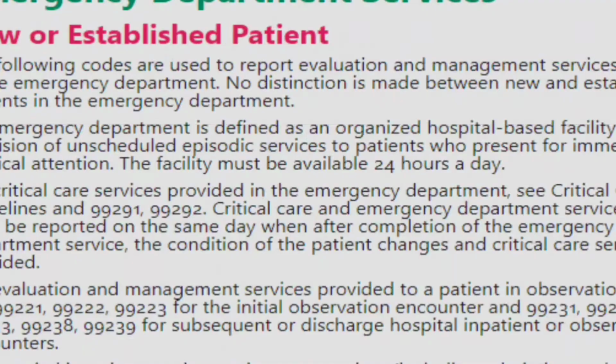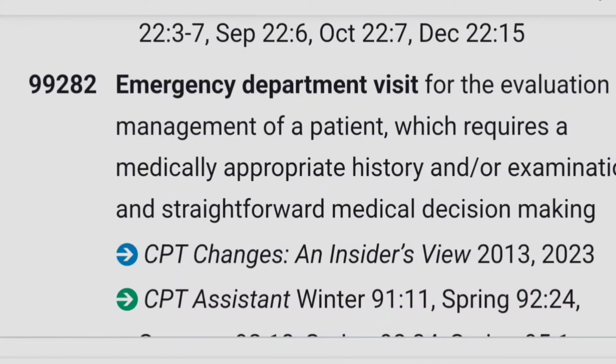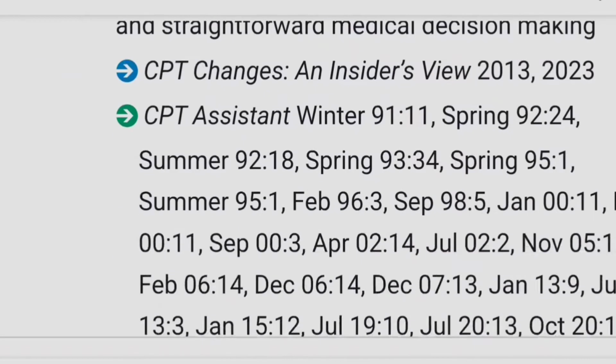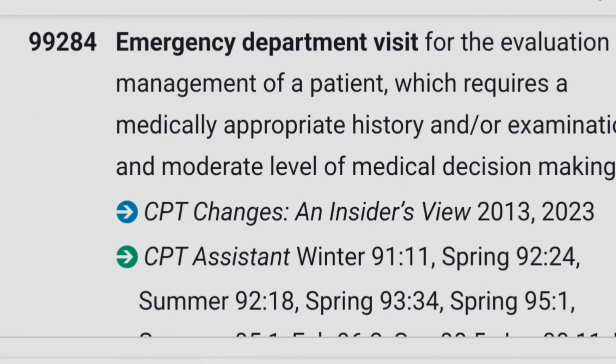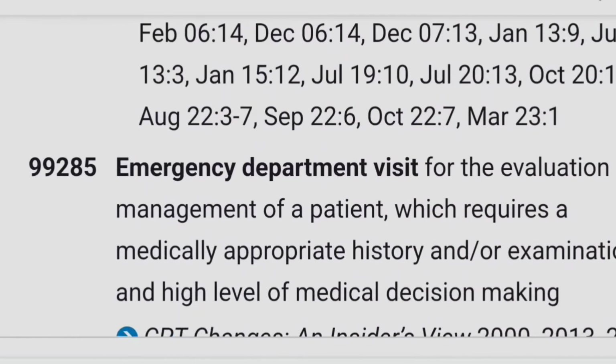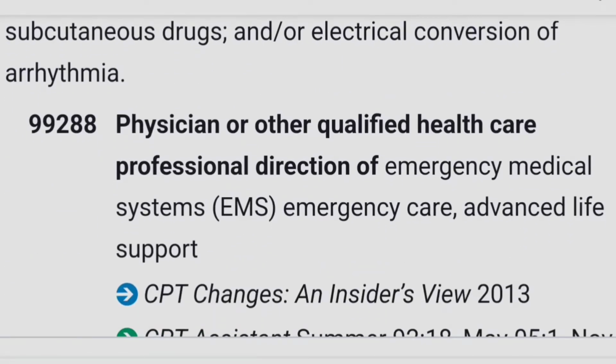This is important. So the important emergency department codes are 99281, 99282 where MDM is straightforward, 99283 MDM is low level, 99284 moderate level of MDM and 99285 high level of medical decision making. These codes are important, mark them. And there is another emergency services code 99288, that is the code for physician or other qualified healthcare professional direction of emergency medical service, EMS, advanced life support.